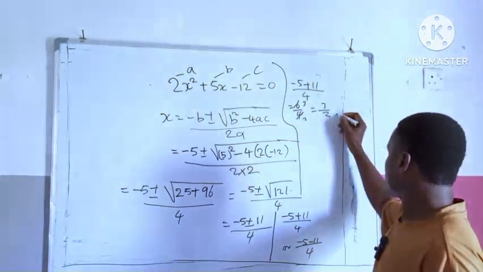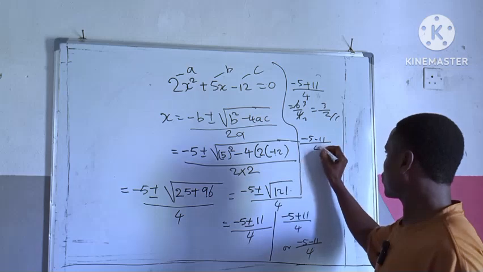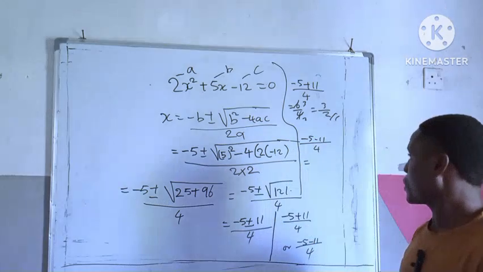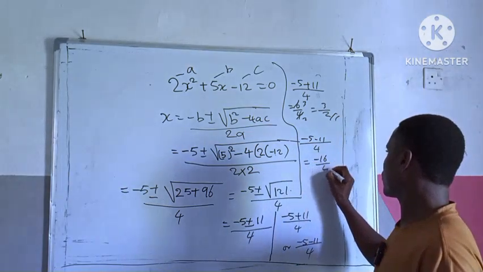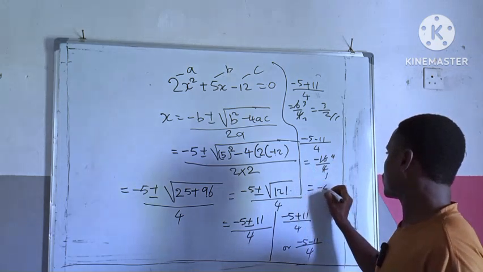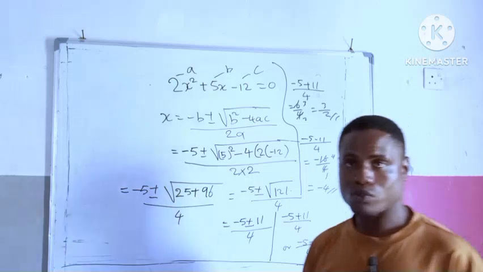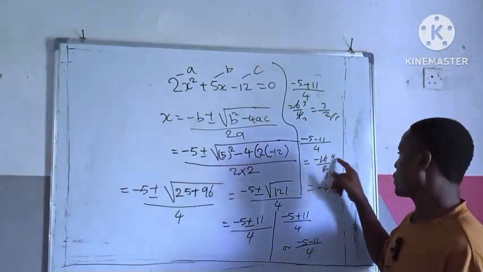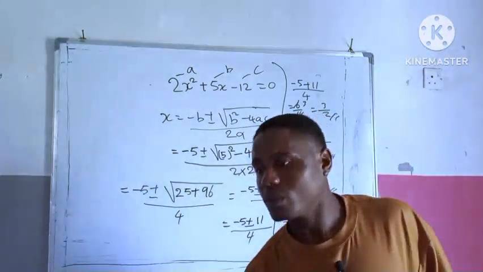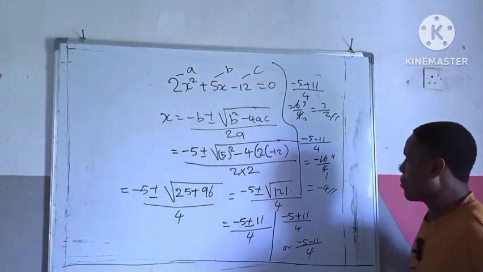Then the second one is minus 5 minus 11 all over 4. Minus 5 minus 11 gives us minus 16 all over 4. 16 divided by 4 is 4, and we have a minus sign here, so minus 4. Now these are the 2 answers: the first answer is 3 over 2, or minus 4.